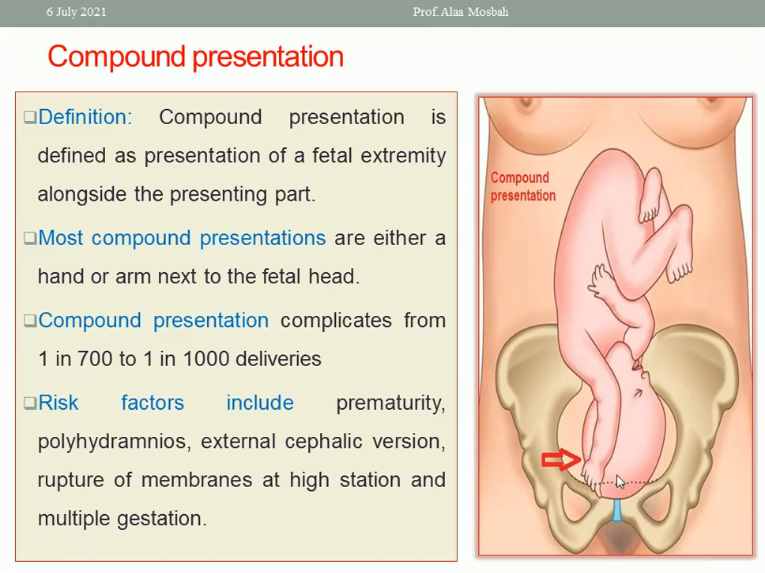Most compound presentations are either hand or arm, as in this picture, with the fetal head. Okay? Compound presentation, is it common? No, it is not common. It complicates from 1 in 700 to 1 in 1,000 deliveries. Risk factors include prematurity, polyhydramnios, rupture of membrane early at higher station, multiple gestation, and external cephalic version.